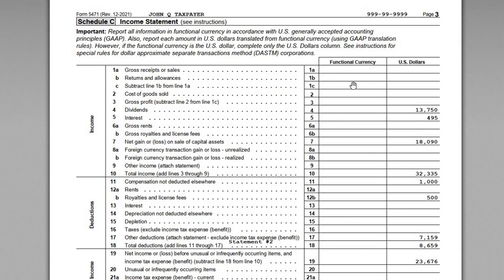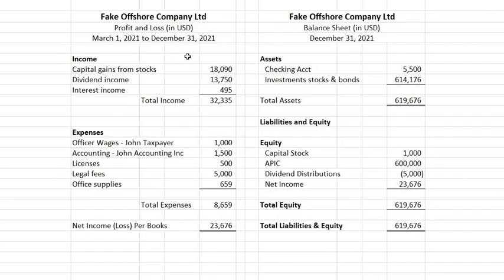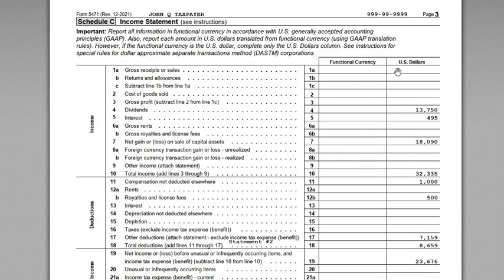So a couple of the basics here. Functional currency. You remember in this example here, the company is keeping its books under the U.S. dollar, right? So if we look at the sample books here for our Cayman company, we have our fake offshore company limited. This is the P&L here on the left, March 1 to December 31st. And then we got the balance sheet here on the right-hand side. And you can see here it's being expressed in U.S. dollars. So because we have our functional currency in U.S. dollars, there's no need to translate the amounts, right? Because we're already using U.S. dollars.